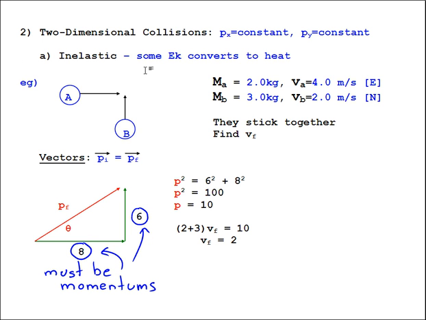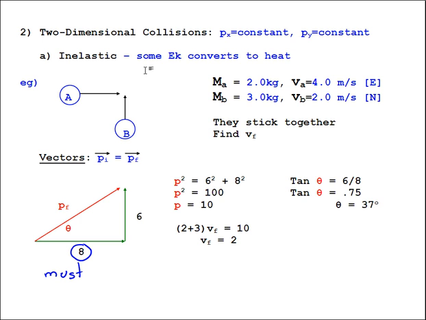Okay, well, I can find the size of that momentum just by doing Pythagoras. Looks like that momentum value is 10, and then I can divide by that total mass. The total mass now is 5 kilograms, and I can divide by the 5 and see that the speed needs to be 2 meters per second. The angle's pretty quick too. I can just use tangent backwards, little inverse tan. Looks like that angle is 37 degrees.